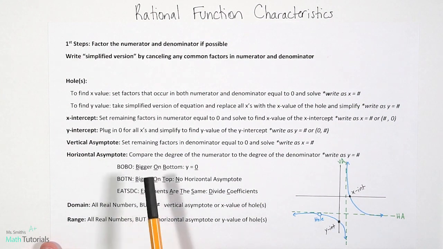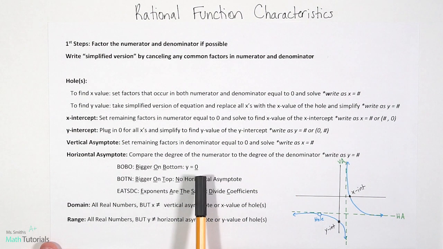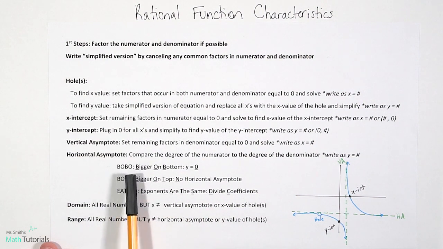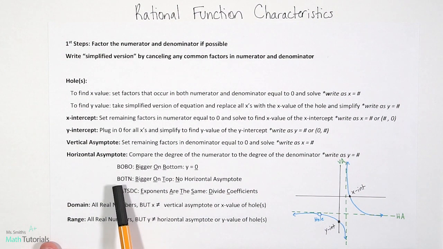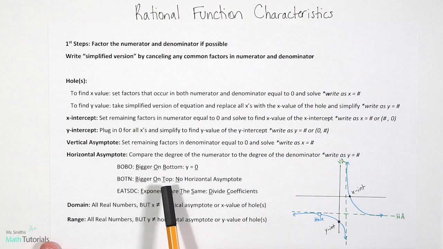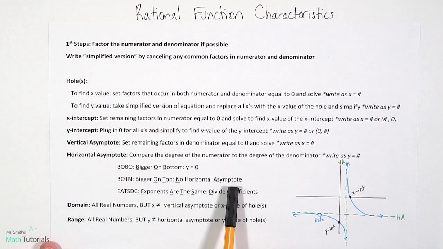So BOBO would stand for bigger on bottom. So if the larger exponent is in the denominator, then your horizontal asymptote falls at y equals 0. So that BOBO, that last O, is really representative of a 0. So bigger on bottom, y equals 0 is your horizontal asymptote. Next we have BOTN, which stands for bigger on top. If your highest exponent is in the numerator, that means there is no horizontal asymptote.